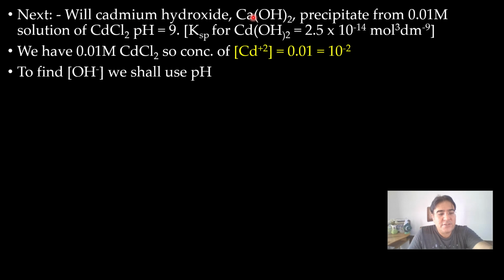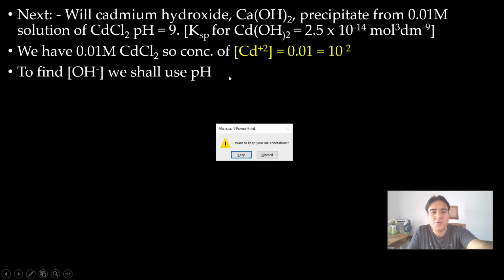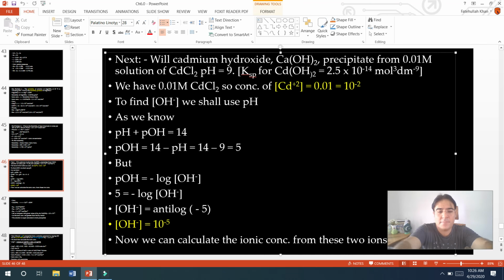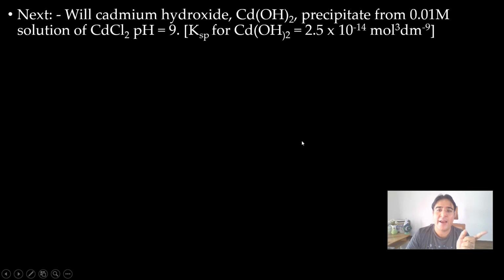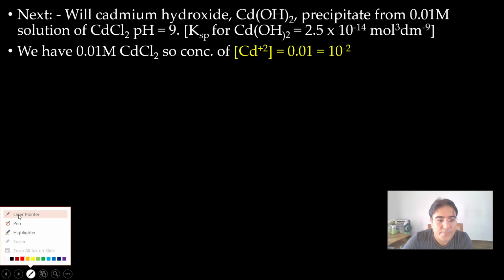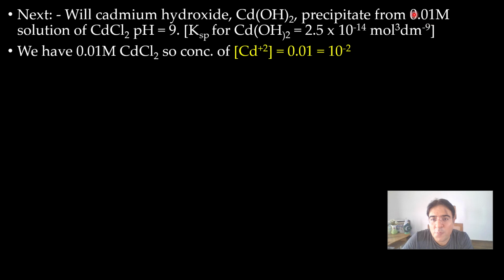Sorry, I should change the value because it's a problem here. So this is cadmium. So the value from cadmium chloride gives you only cadmium. If you see that, they give you 0.01 molar cadmium chloride. So 0.01 molar is the cadmium ion concentration in here. What about the OH ion concentration?